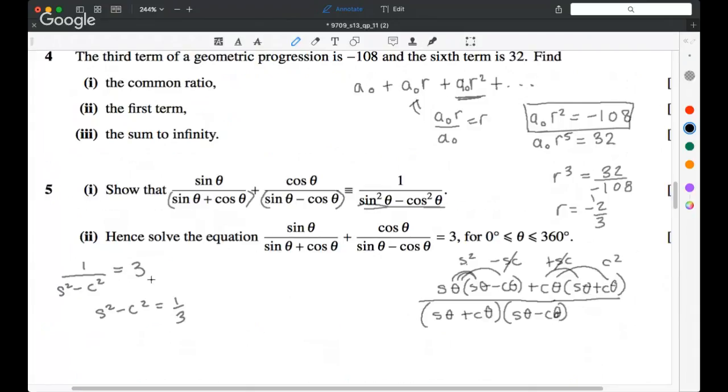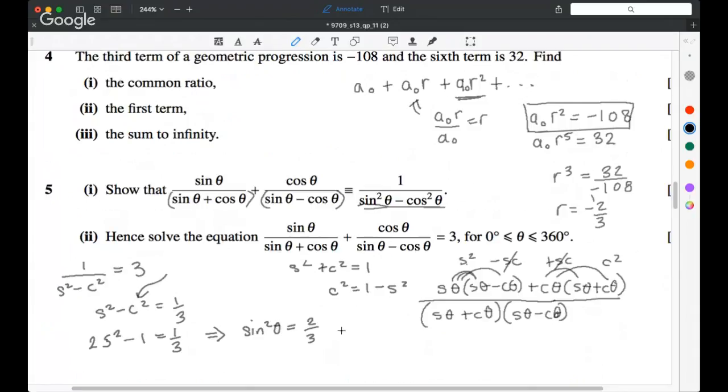So now the trick is to substitute in from our identity. We see that cosine squared is equal to 1 minus sine squared. Plug that in there. We get 2 copies of sine squared minus 1 is equal to 1/3, which gives us that sine squared theta is equal to 1/3 plus 1 is 4/3 divided by 2 is 2/3.